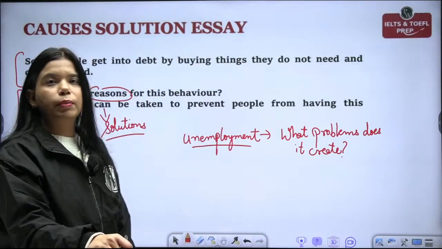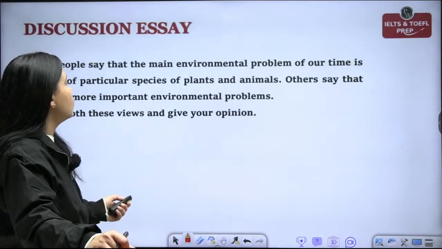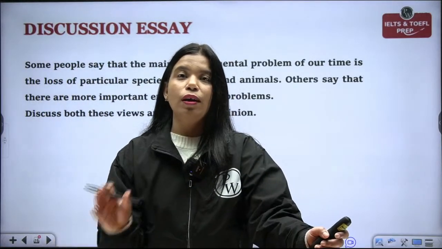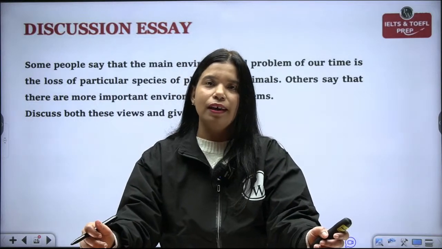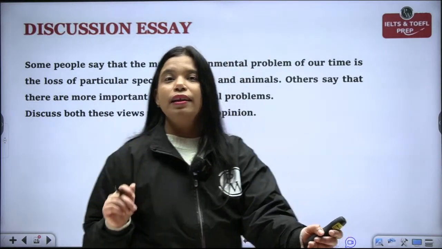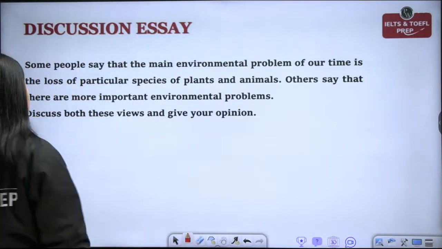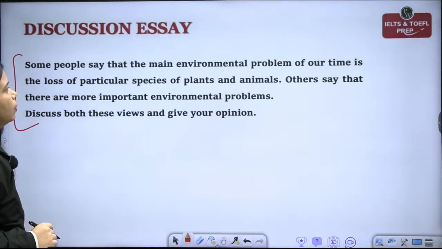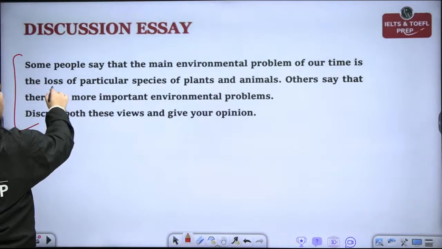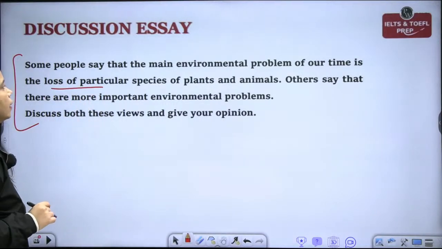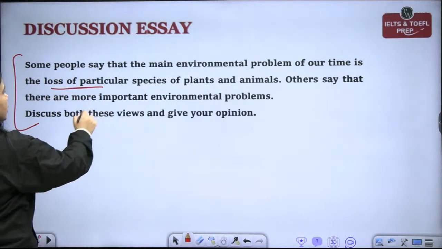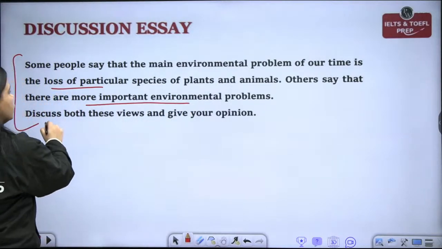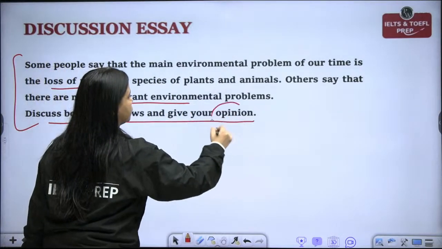That was second possibility. Moving on to the third one now, the discussion essay, the elephant in the room, because we have got a lot to understand about discussion essay. Of course, not today, but let's understand कि ये होता क्या है. So the question over here says, some people say that the main environmental problem of our time is the loss of particular species of plants and animals. Others say that there are more important environmental problems. Discuss both these views and give your opinion.